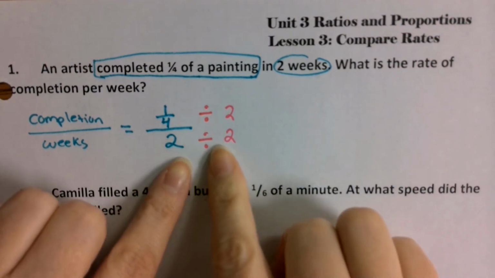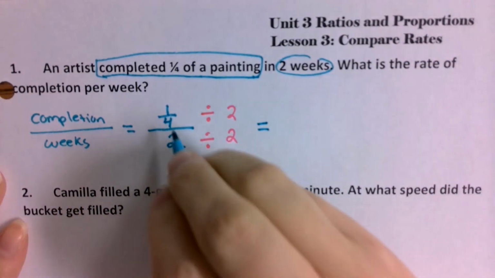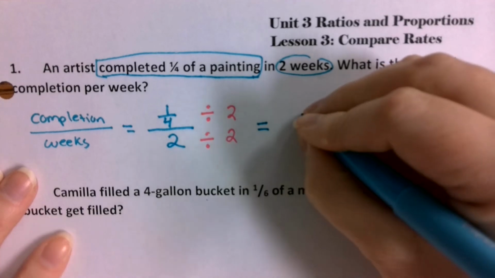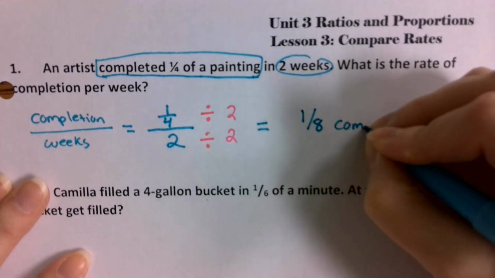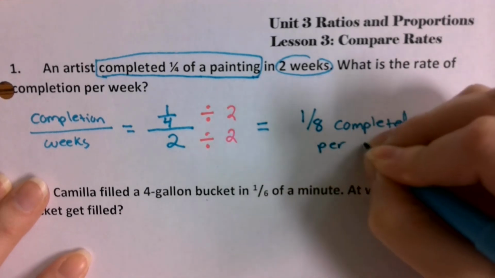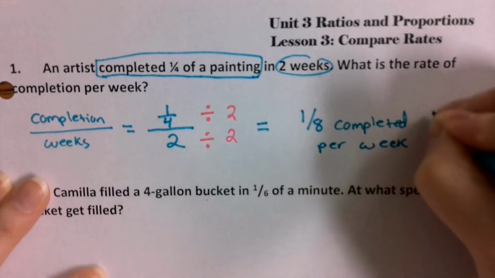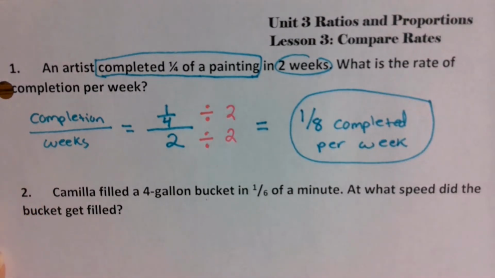So if we do 2 divided by 2, that's going to come out to a 1. And if we do 1/4 divided by 2, then that comes out to 1/8. So it is 1/8 completed per week.